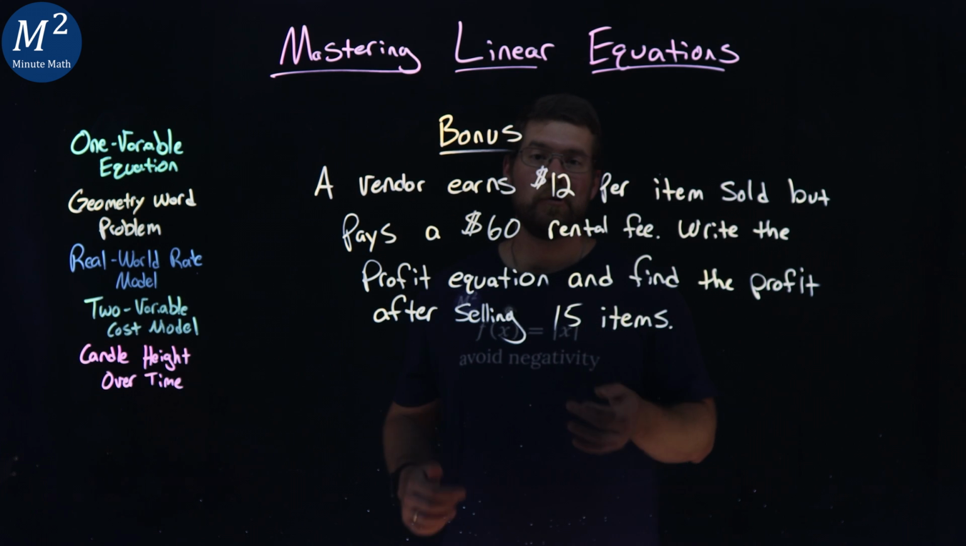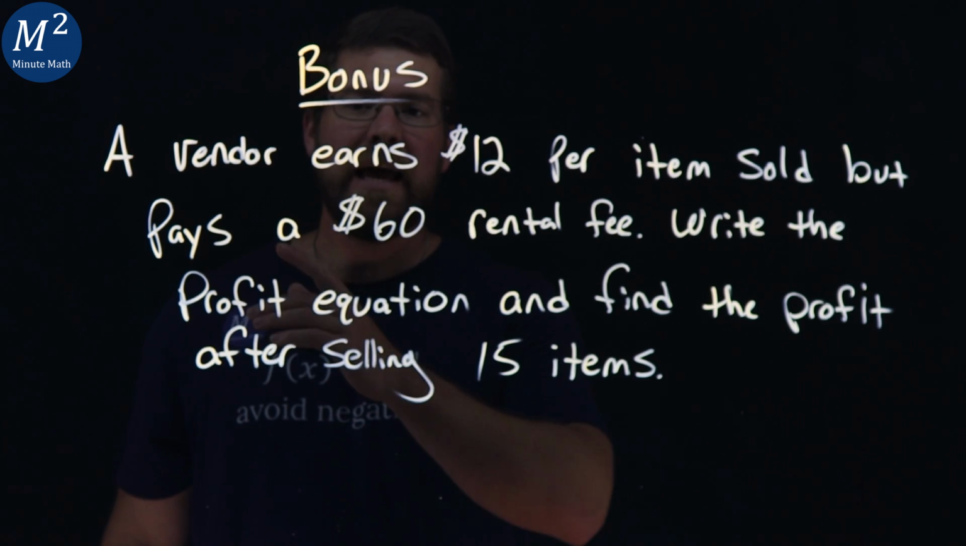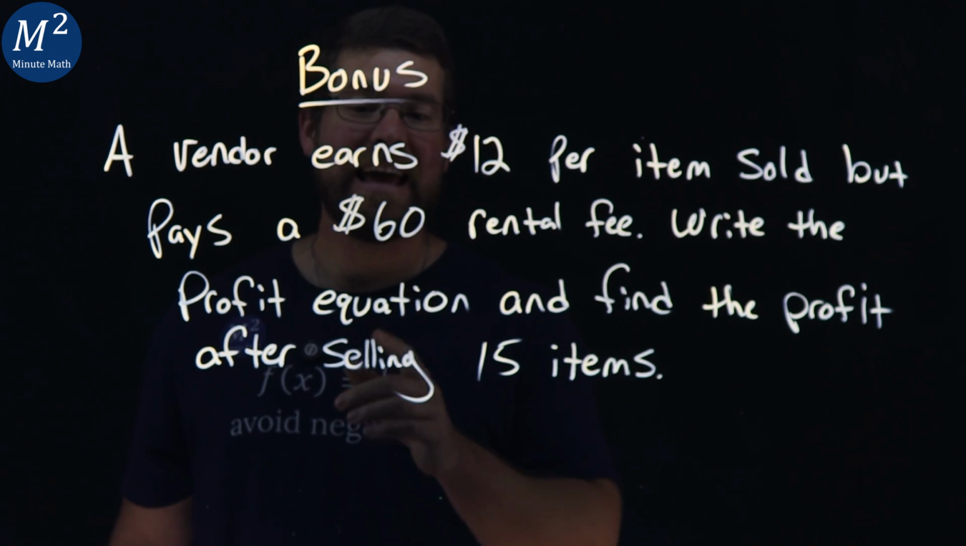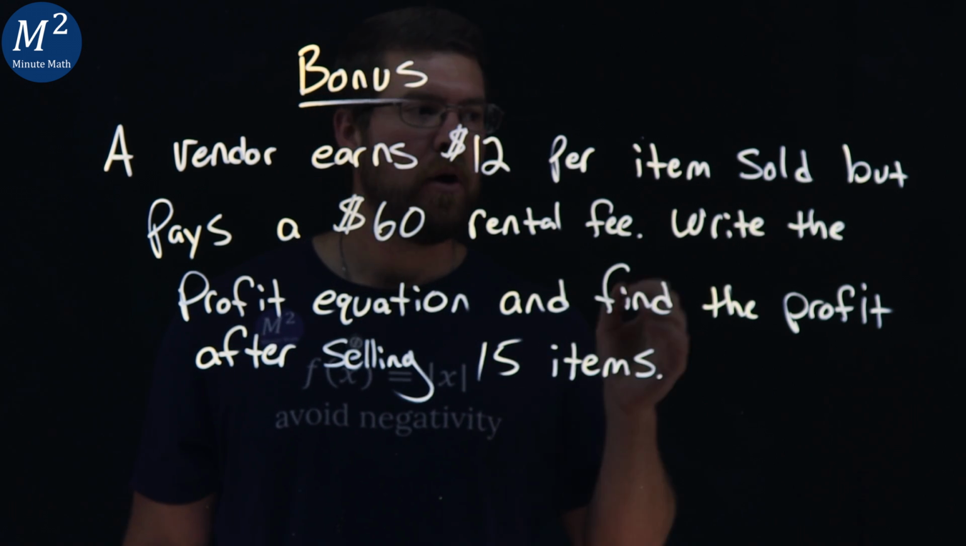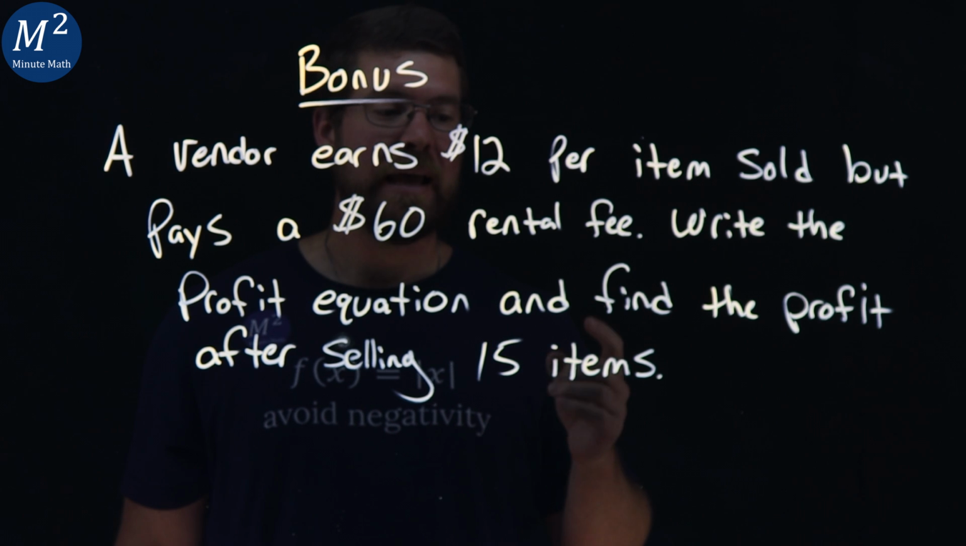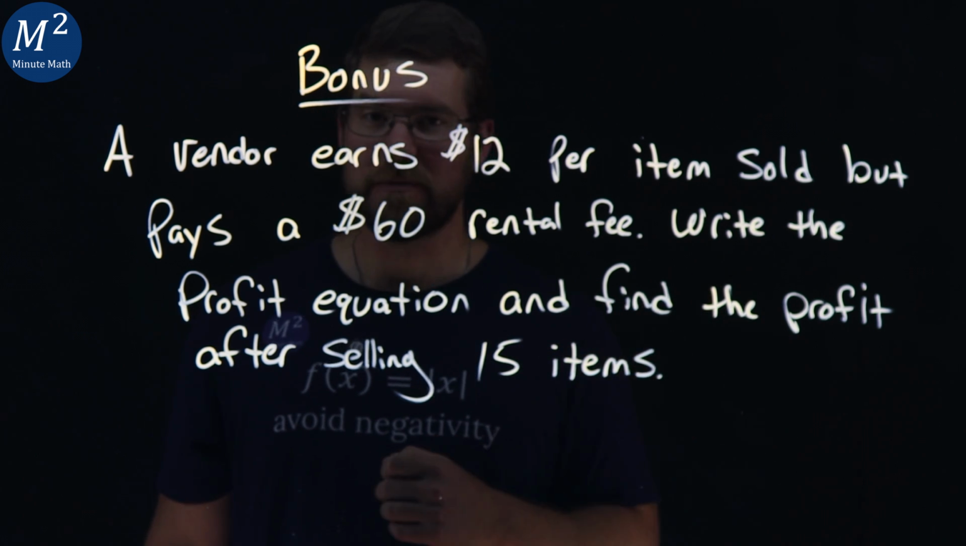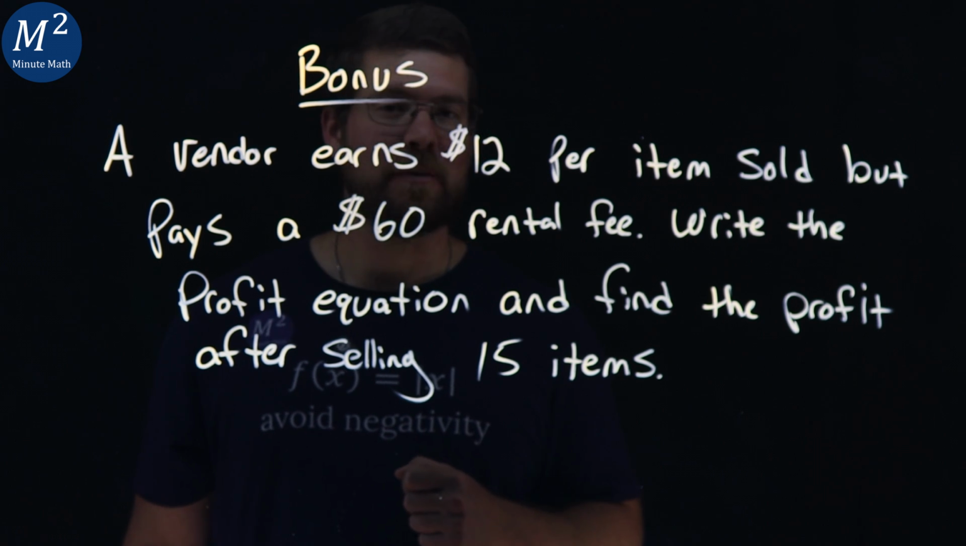And I now leave you with a bonus problem. A vendor earns $12 per item sold, but pays a $60 rental fee. Write the profit equation and find the profit after selling 15 items. Let's see if you can do that one.